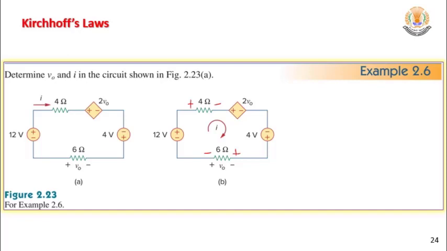Apply KVL. How many unknowns do you have? Excellent students. Determine V naught and I. You have two unknowns, so I must have two equations. So the number of unknowns equals the number of equations. The first equation can be formed by using KVL. Okay? So let's write here KVL.